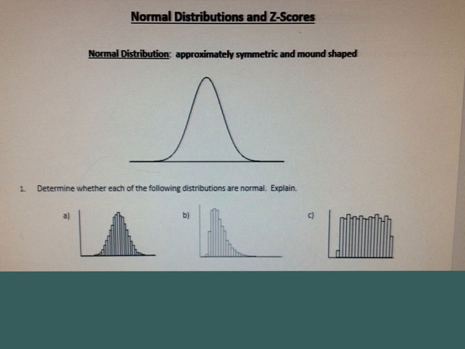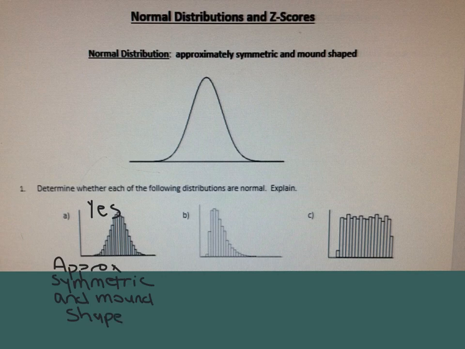So if we look at this first one here, you could see that this is approximately symmetric and it's mound-shaped. So this one definitely would be. So I'm going to say yes. And you can just say because it is approximately symmetric and mound-shaped. You can just give the definition. Sorry, it's hard to write with this.